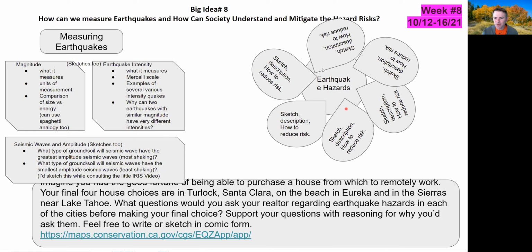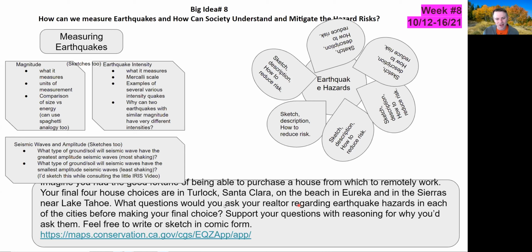Probably the end of this week is when we're going to get into the major parts of all the earthquake hazards. And then your extension question here, which I don't know why it got covered up, but I'll fix that. It says, imagine you had the good fortune of being able to purchase a house from which to remotely work or remotely go to school, right? You just had all the money in the world, but you had to choose between Turlock, Santa Clara, a beach in Eureka in Northern California, or the Sierras near Lake Tahoe.